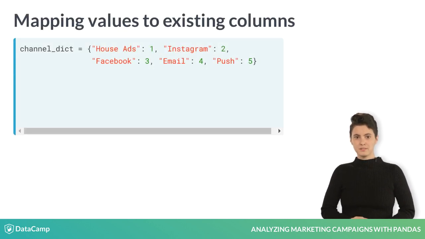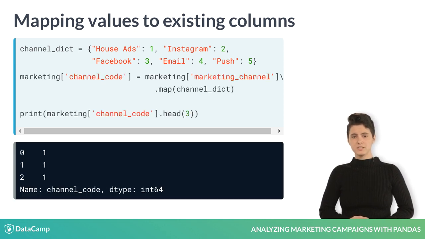Due to the way pandas stores data, in a large data set, it can be computationally inefficient to store columns of strings. In such cases, it can speed things up to instead store these values as numbers. To create a column with channel codes, build a dictionary that maps the channels to numerical codes. Then, use the map method on the channel column along with this dictionary as shown here.